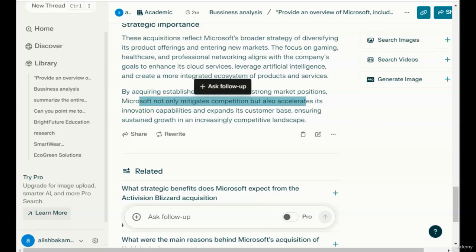So next let's consider a smaller startup, such as a company in the renewable energy sector. For this, you can say, what is the current status of, enter the company's name, and then say include recent funding rounds, major projects, and key personnel. So after this, Perplexity AI will provide information about their recent funding rounds, including amounts raised and investors involved.